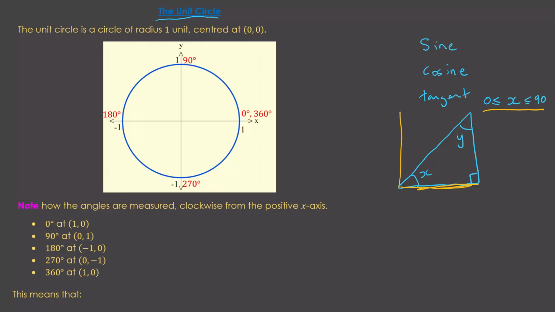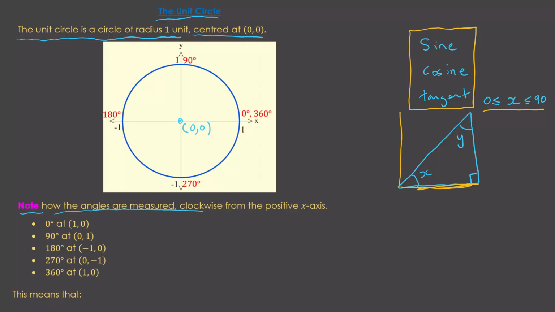But of course, we can turn through any angle, and we want to look at what happens to the sine, cosine, and tangent when we go beyond 90 degrees. And the unit circle is a way of doing that. The unit circle is a circle of radius 1 unit, centered at the origin here, which is the point 0, 0.